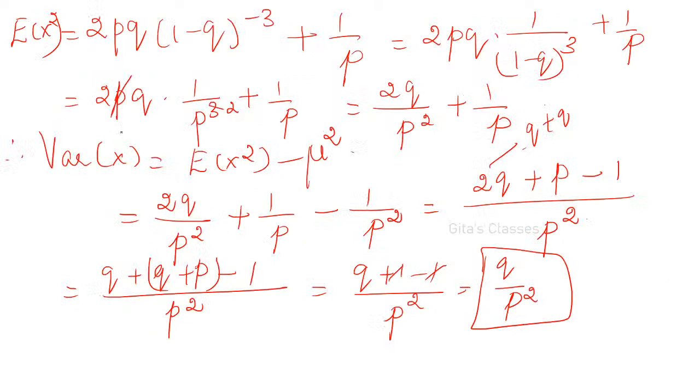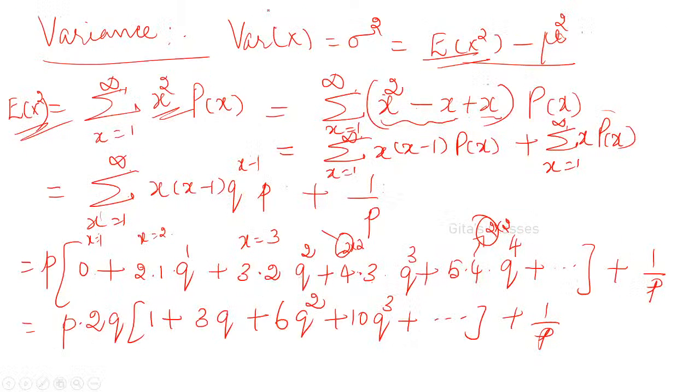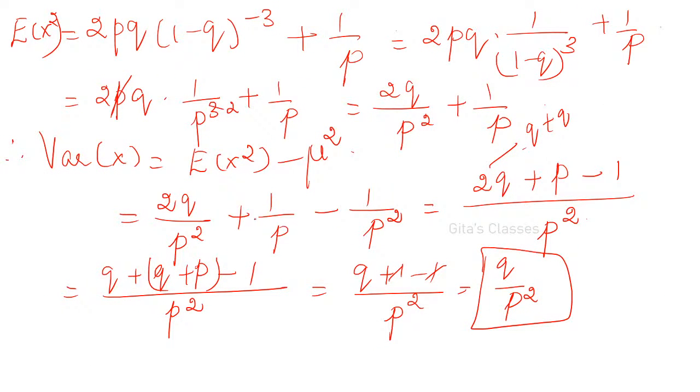Then E of x squared is 2pq into 1 minus q the whole power minus 3. This is the series formula. Plus 1 by p. So 2pq into 1 by 1 minus q the whole cube. And just simplify. This is nothing but E of x squared.